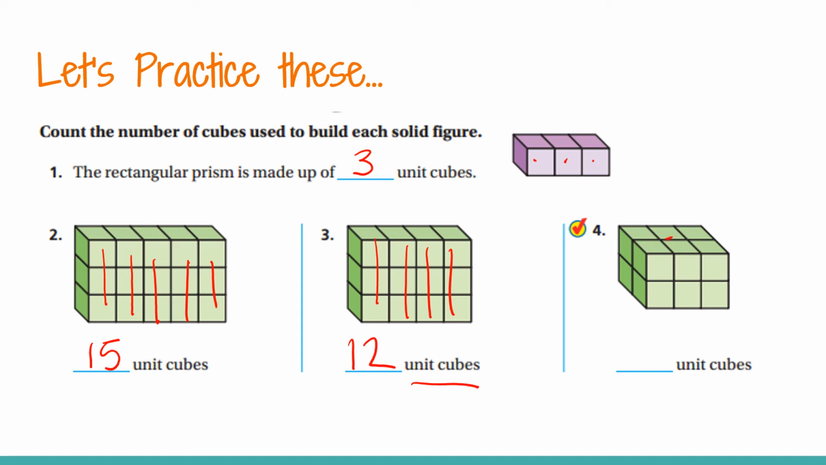But this one, we got 2 layers. So in the first layer, I see 3, 6, and there's 2 layers, so 6 plus 6 is also 12 units cubed. Okay? All right.